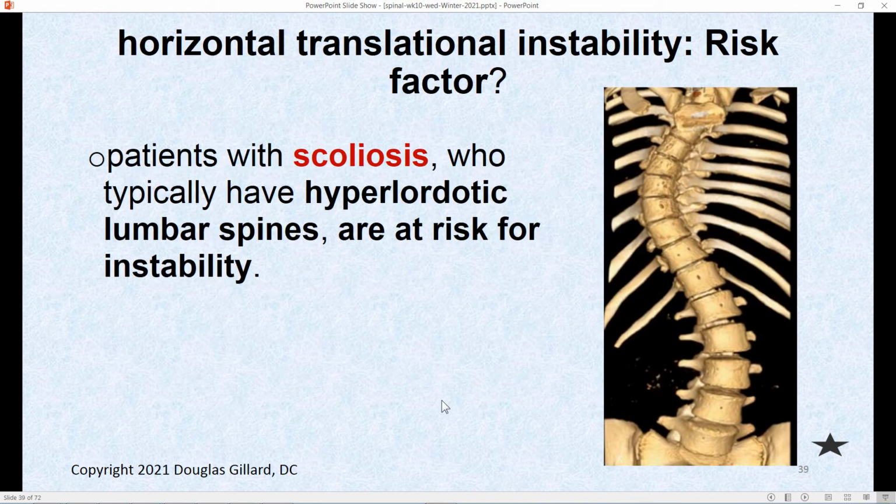Right, here's a patient in A to P view. Pretty wicked curve there. Well, I guess they don't teach the Lenke scoliosis system anymore. You can watch my YouTube video on that if you really want to know how to classify scoliosis. There's a simple way they teach you. But that's a scoliosis. And you have to watch out. People with scoliosis are prone to have these lateral slips or horizontal translational instability.